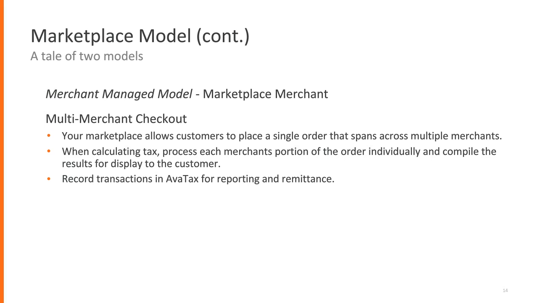So the customer should see a single amount of tax and single amount of shipping, et cetera. However, on the back end, you split it out into multiple calculations to ensure that one merchant's calculation isn't affecting the other.